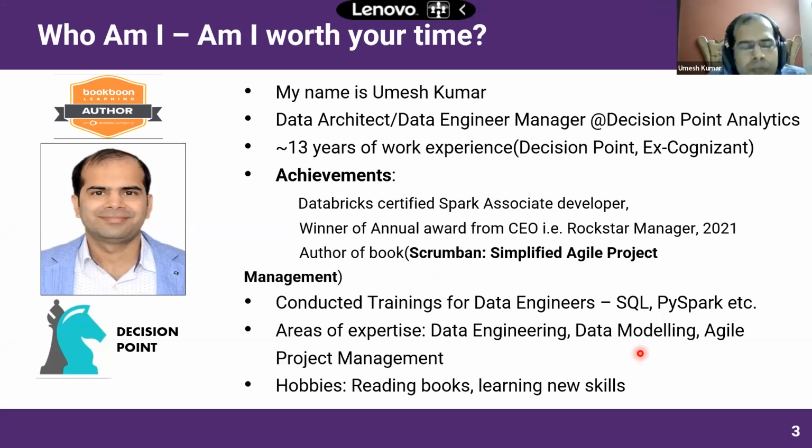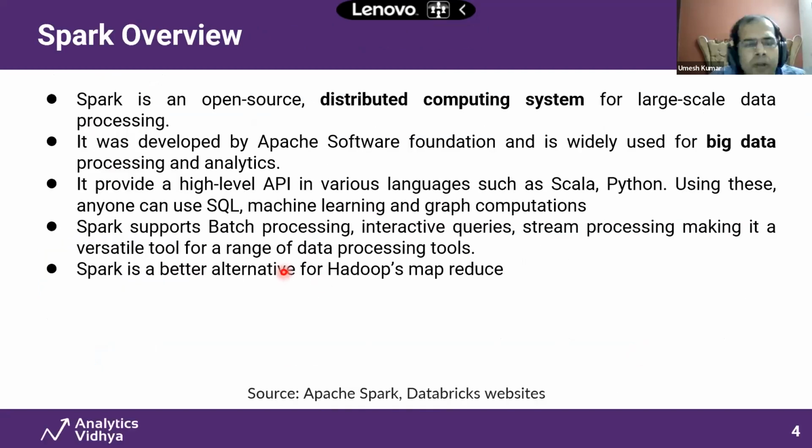First of all, a very basic definition of Spark. For this I have taken the reference from the Apache Spark website as well as the Databricks website. A very simple definition: Spark is an open source distributed computing system for large scale data processing. Even if you don't understand the term distributed computing, no need to worry, I'll be covering this. It was developed by the Apache Software Foundation, and it is widely used for big data processing and analytics.